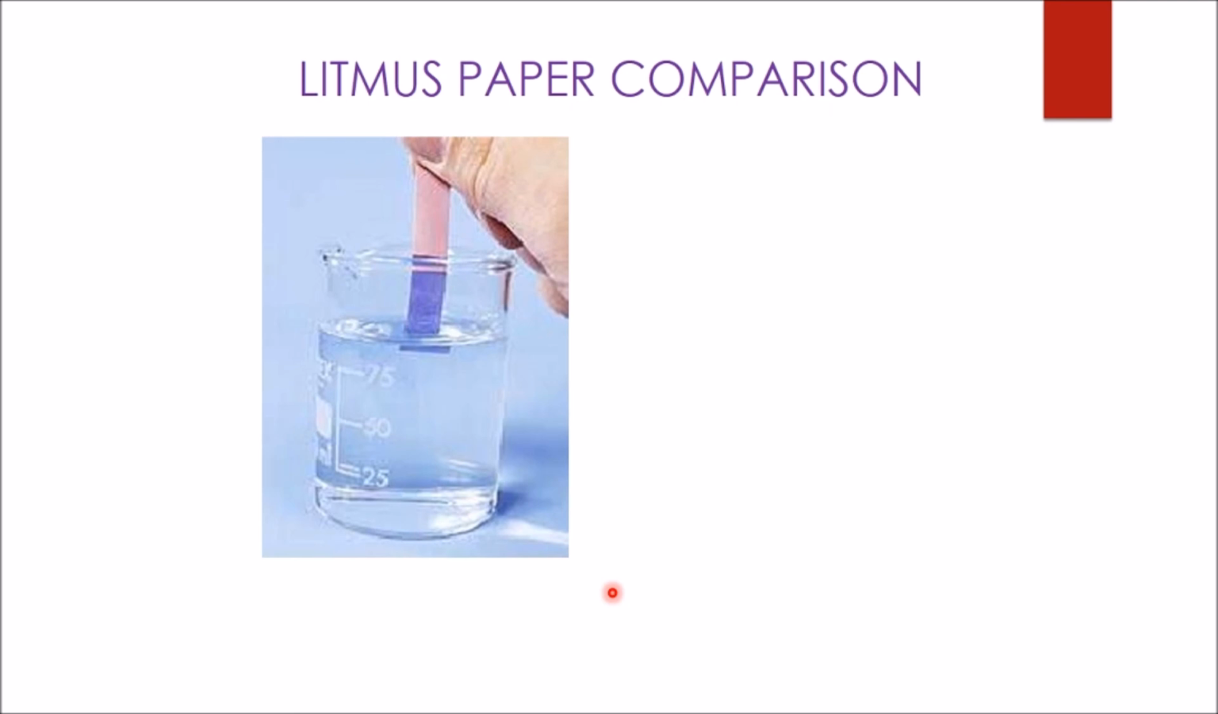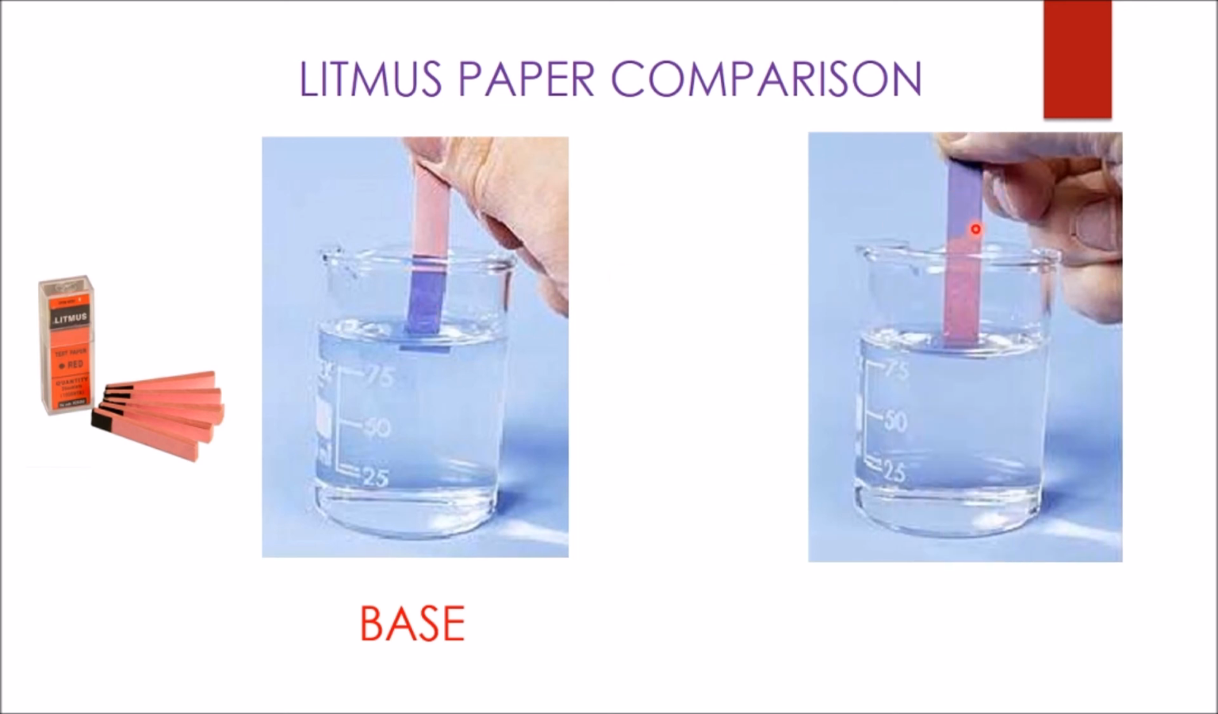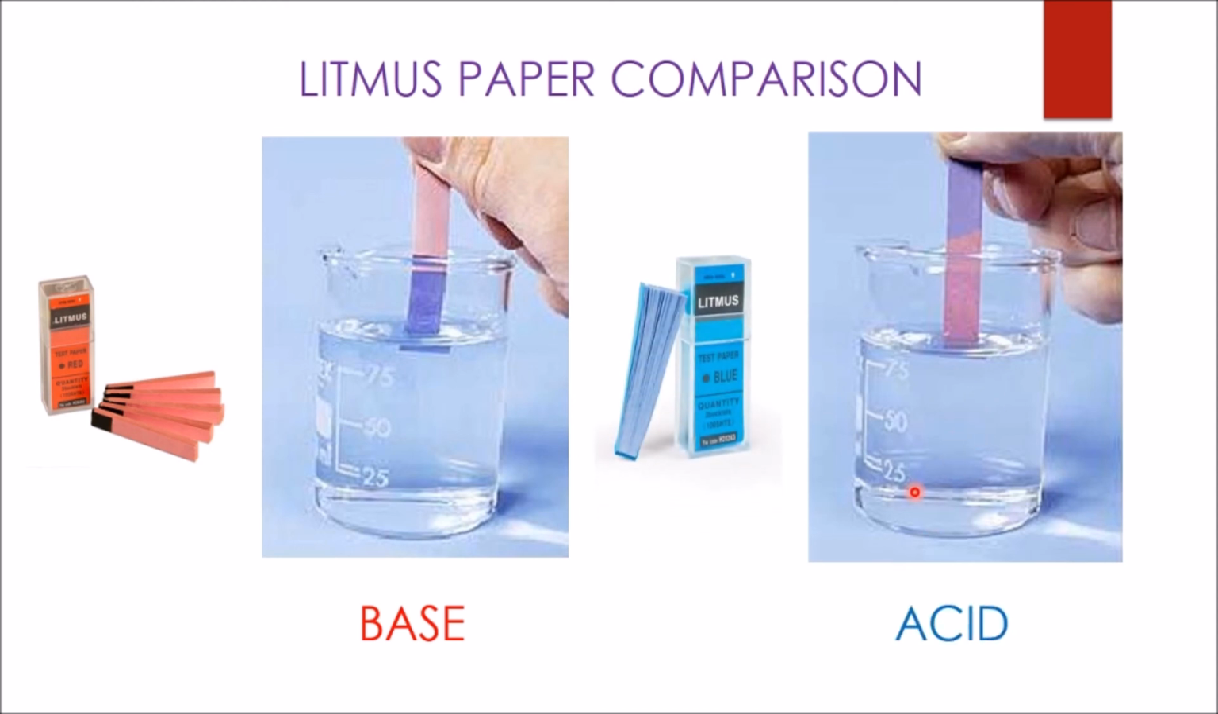Litmus paper comparison. As I said, we'll be talking about litmus paper. So this is what litmus paper looks like. This is red litmus paper. Okay, and you can see once it is dipped into the solution, it is turning from red to blue. So whenever a red litmus paper turns into blue, that always means that your solution contains a base. And opposite to that, over here your blue litmus paper is turning to red, and this solution, contrary to the previous one, is the acid. Okay, so always remember, if red litmus paper turns blue, that is a base, and if blue litmus paper turns red, it is an acid.